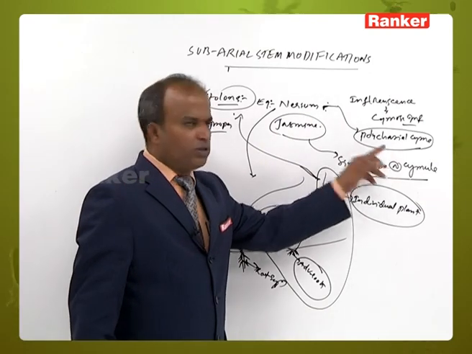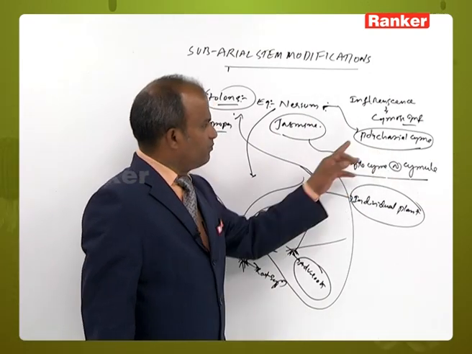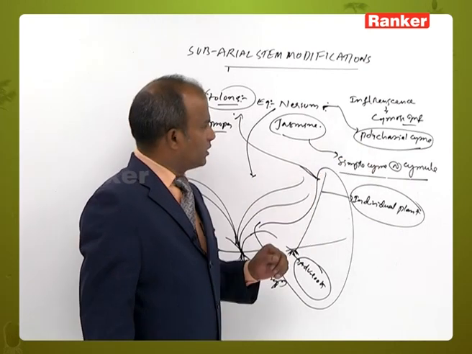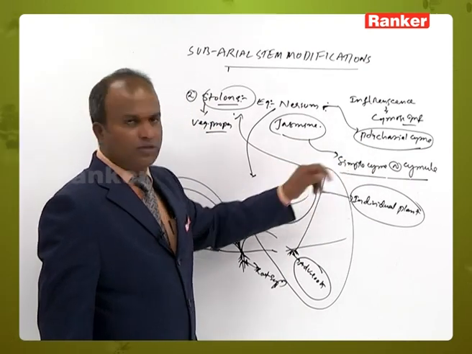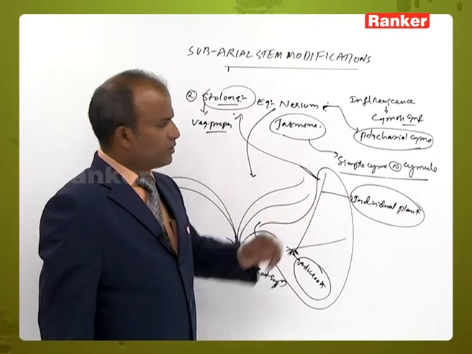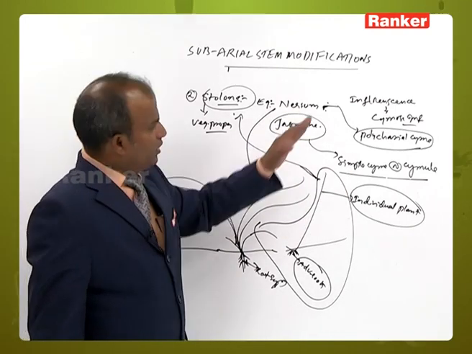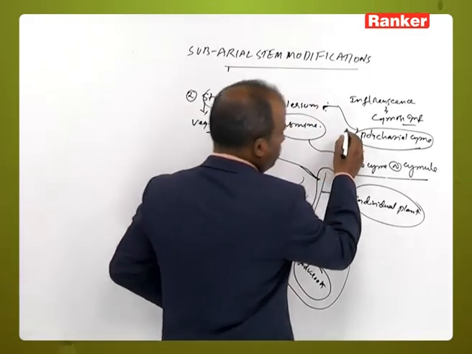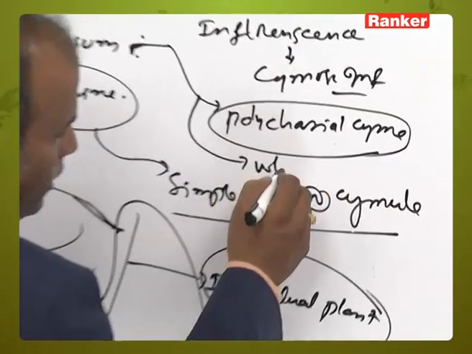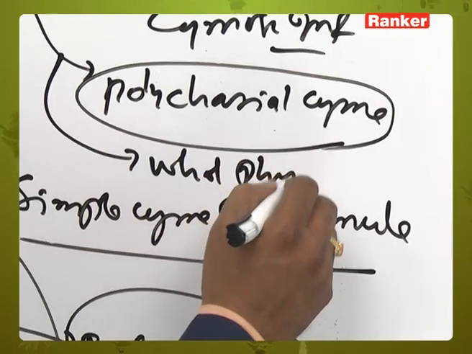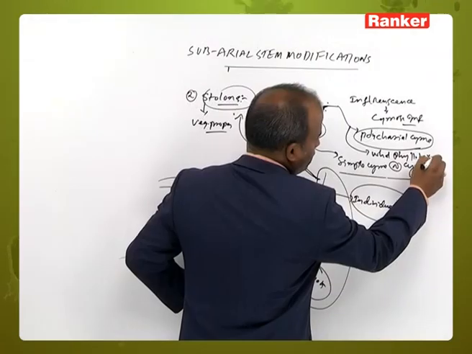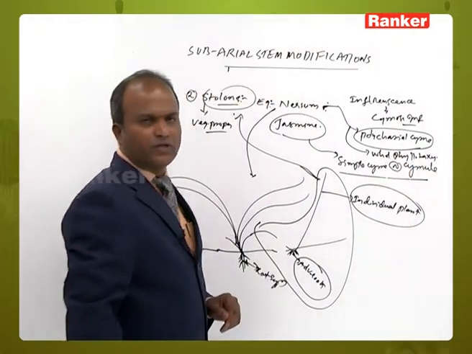In nerium, it shows polycaecial cyme. In jasmine, it also shows simple cyme or cymule. And one more thing about nerium: it shows whorl phyllotaxy. In nerium, it shows which type of phyllotaxy?